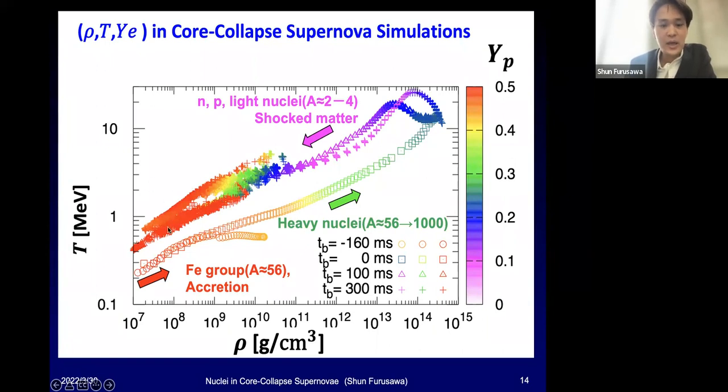Anyway, there are various thermodynamical conditions in core collapse supernovae. So this is why we need more information about nuclear matter other than neutron star matter. The temperature is high, and so various charge fractions are given in supernova simulations.